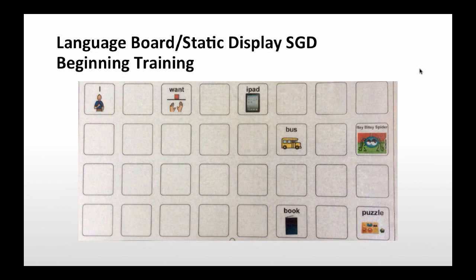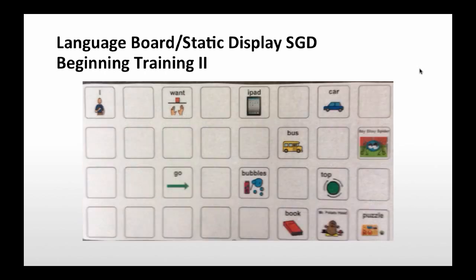In the beginning, we don't want to make the board too challenging. We space the icons or pictures farther apart so that the field is not visually cluttered. We place those objects that are highly motivating on the board, and if appropriate to their language goals, we begin to add maybe I want or other frequently occurring core vocabulary words.